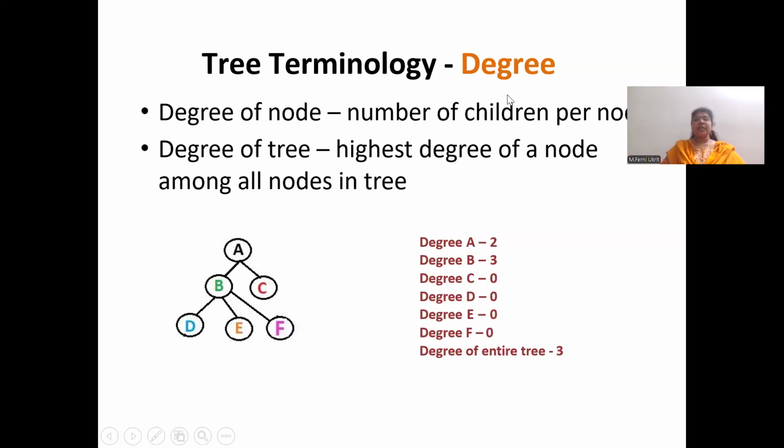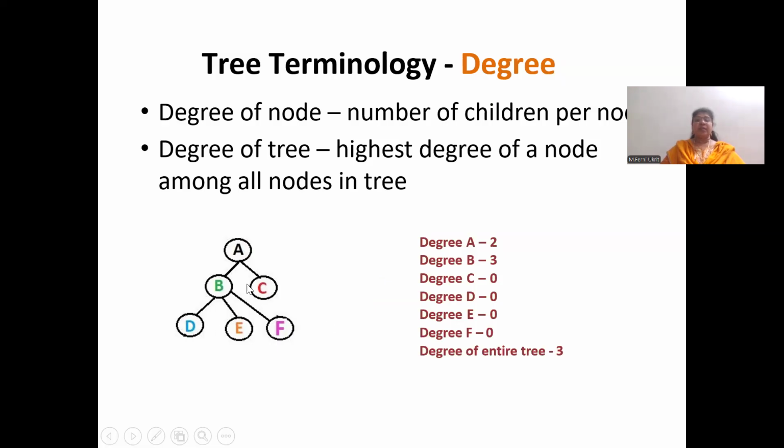The next tree terminology is degree. Degree means the number of children per node. So how many children is each node having? B and C are the two children of A, so the degree of A will be 2. B is having 3 children, D, E, F.